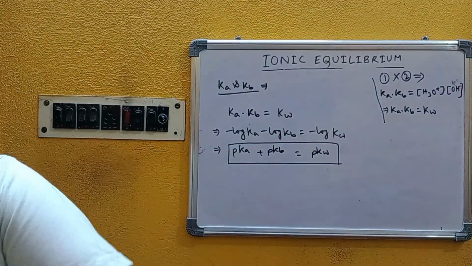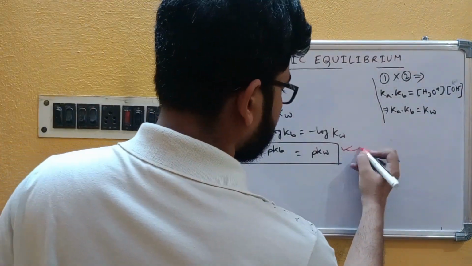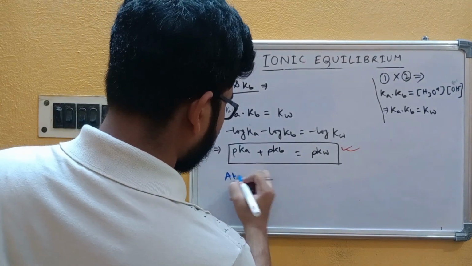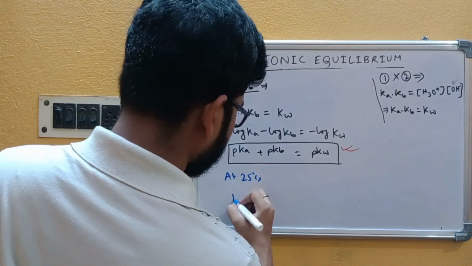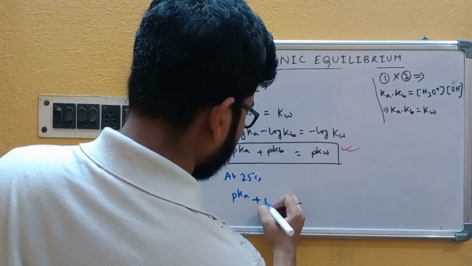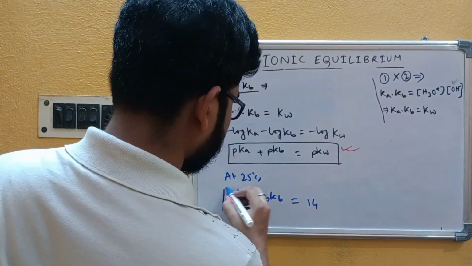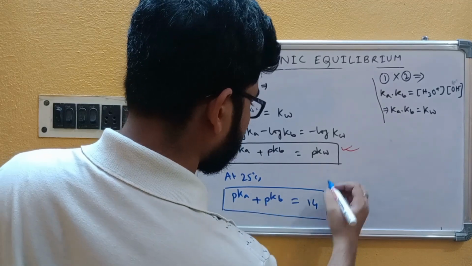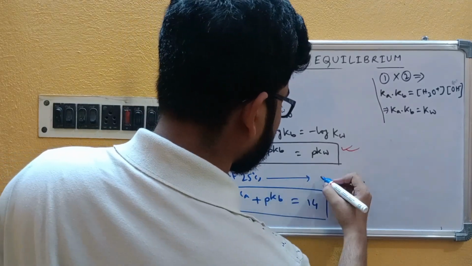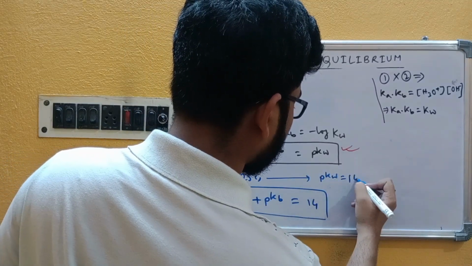So this is an important relation. Remember, at 25 degrees Celsius, pKa plus pKb is equal to 14, because at 25 degrees Celsius pKw is 14.